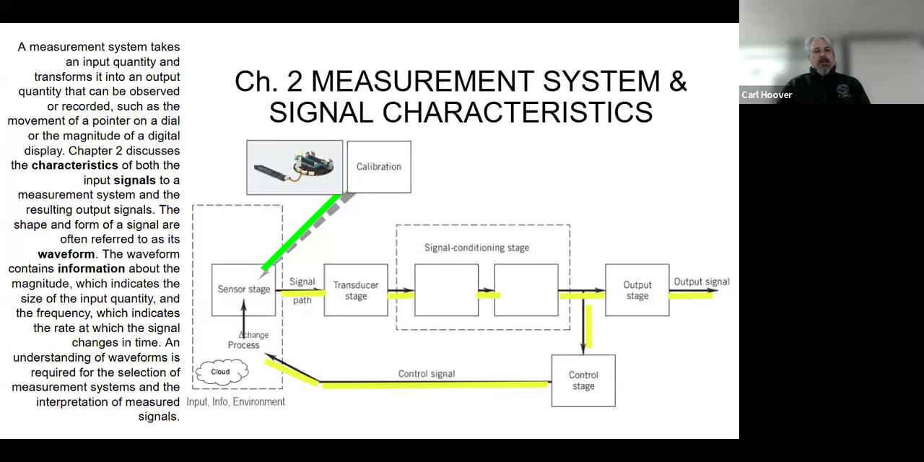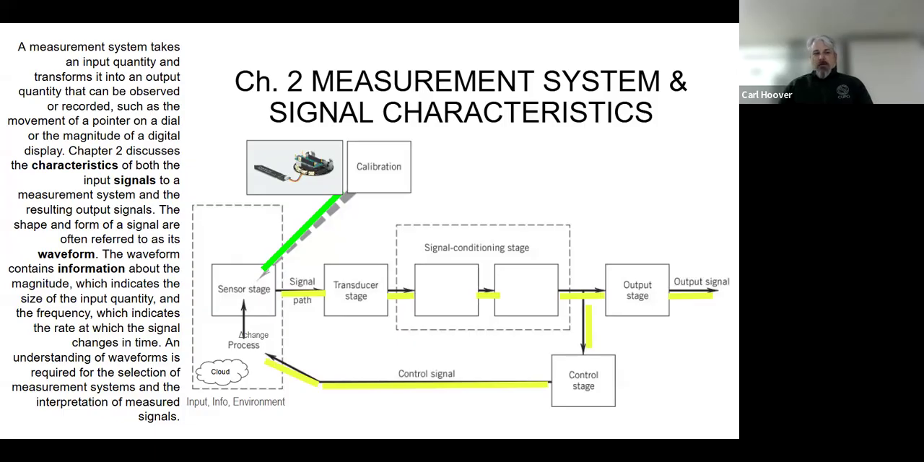So chapter 2 discusses the characteristics of both the input signals to the measurement system and the resulting output signals. The shape and form of a signal are referred to as a waveform, and that waveform contains the information about the magnitude, which is about the size of the input quantity, and the frequency, which indicates the rate of change in time of the signal.